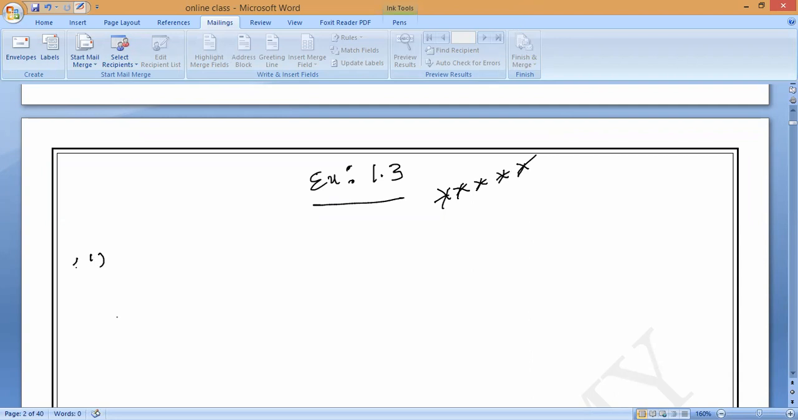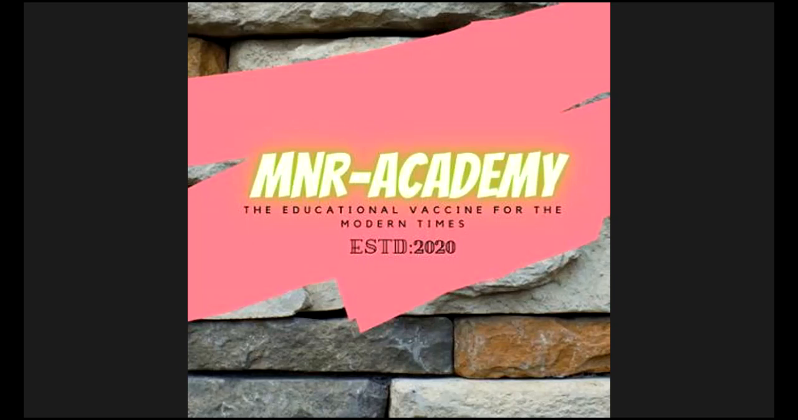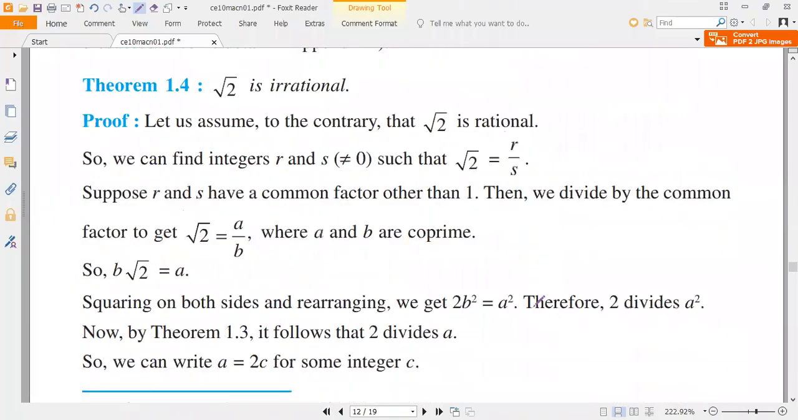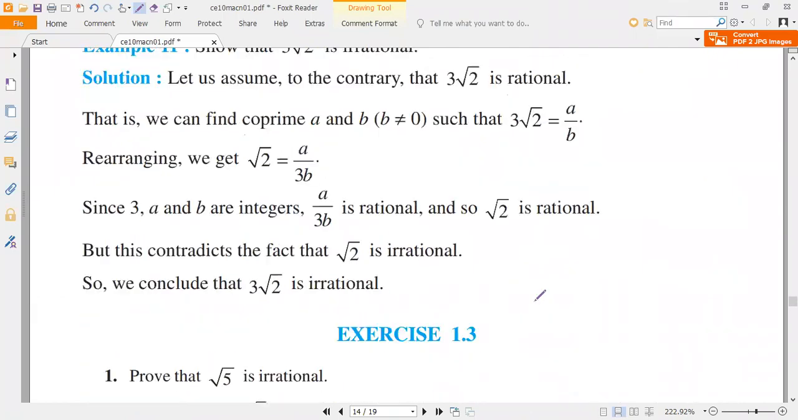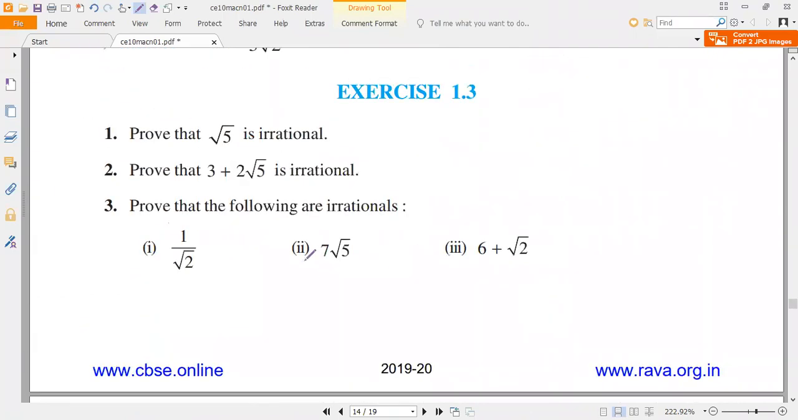What is the first question? Say anyone. Prove that root 5 is irrational. First, read the heading. What is the heading? Ma'am, there is no heading, only questions. Okay. See, first question: prove that root 5 is irrational.